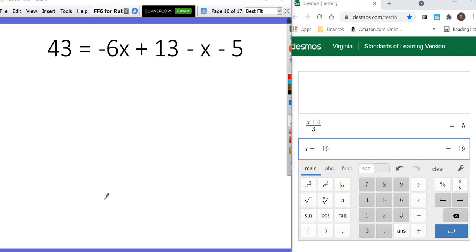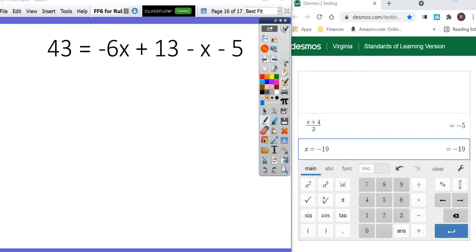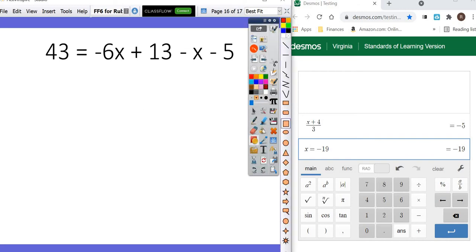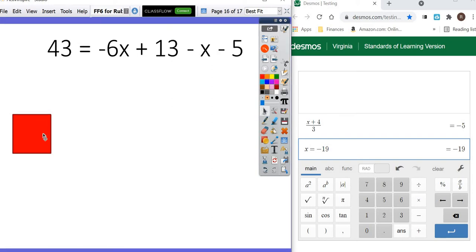Okay, this is the last video for Flashback 6 review, and it's an important one. What I'm going to do is use my square again. This time I'm going to use it for a different reason. I want to show you what you would do if the directions said, simplify.